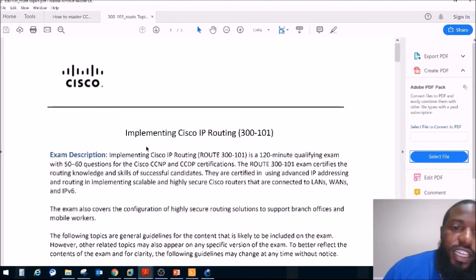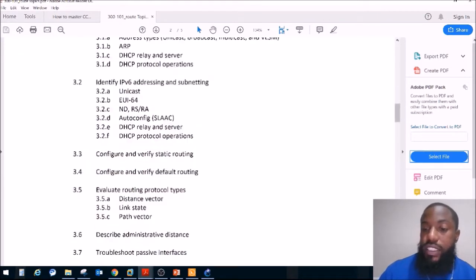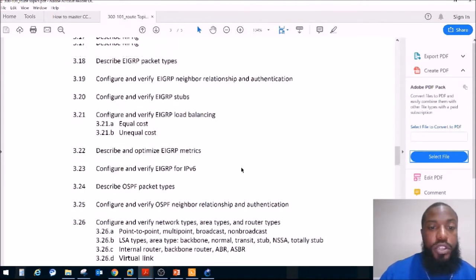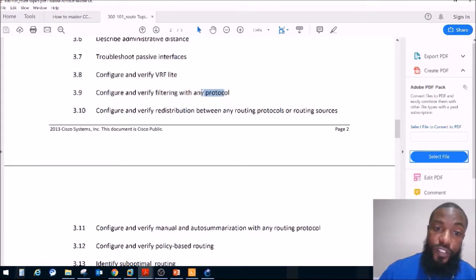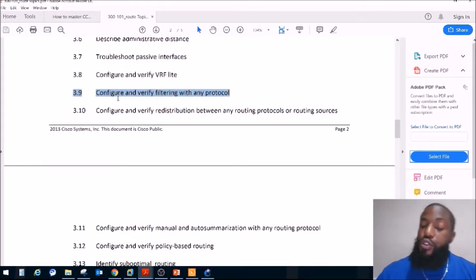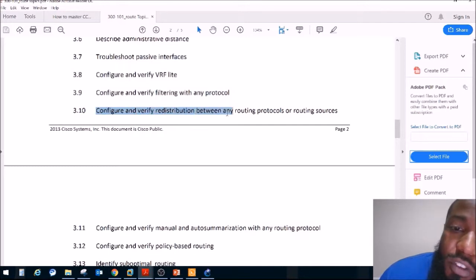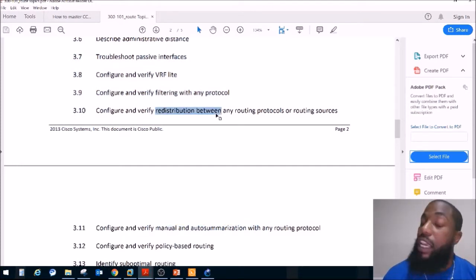Alright, so this is the exam blueprint, implementing Cisco IP routing. Exam code 300-101 is also known as the CCNP ROUTE exam. Again, make sure you are studying for the most up-to-date material. We just wrapped up configure and verify filtering with any protocol. We did a two-part series on that, and today we're going to be configuring and verifying redistribution between any routing protocol or routing sources. After that, we're going to be doing manual and auto summarization in 2 to 3 parts.